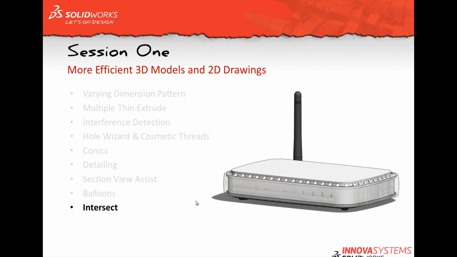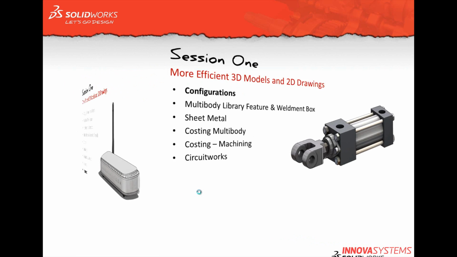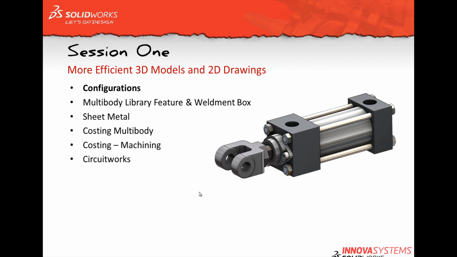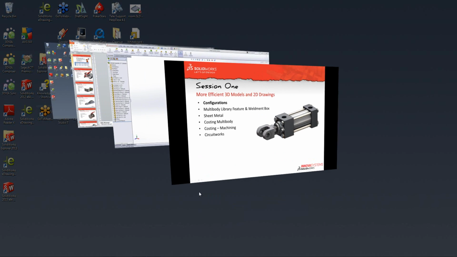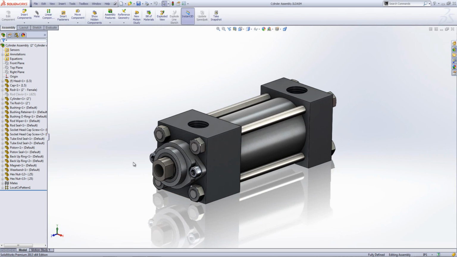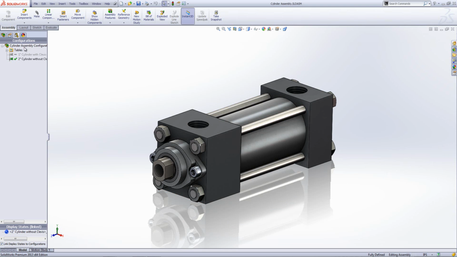Okay, thanks Alex. So we're going to take a look now at some configuration enhancements in 2013. So we've got a configured assembly here on the screen. We'll go straight ahead and we'll take a look at some of the improvements here. The first one is in design tables. So for those of you who use design tables in your configurations, there's been a number of improvements here. The first thing I'm going to do is edit the table in a new window. So we'll just let that open.